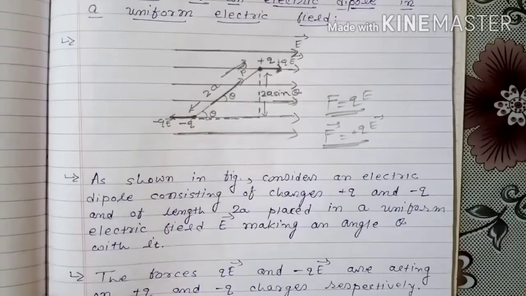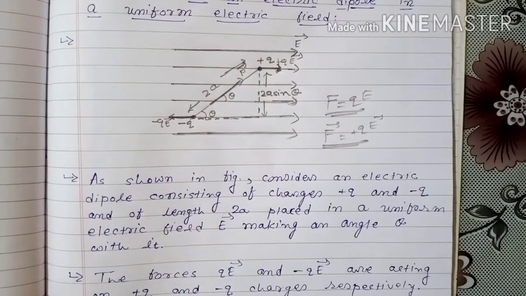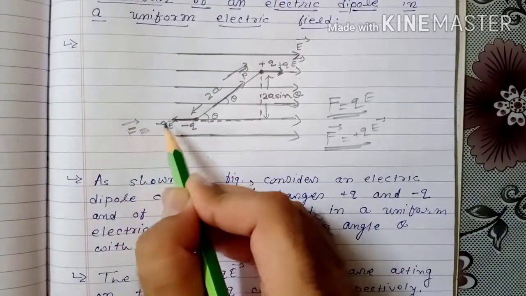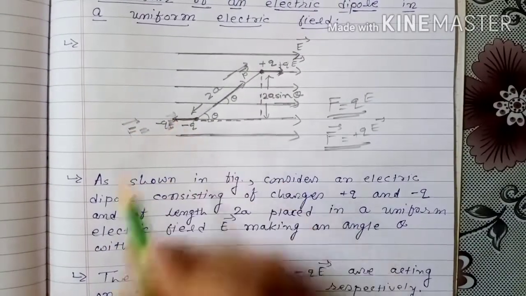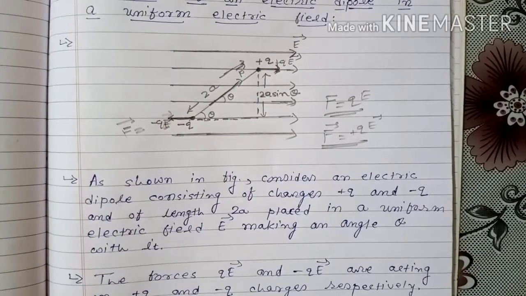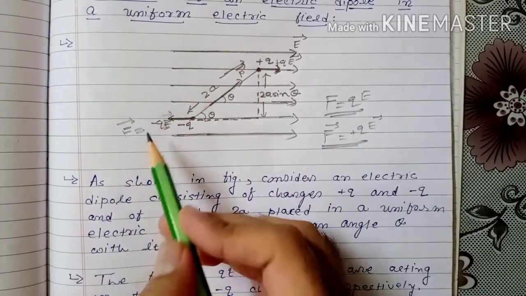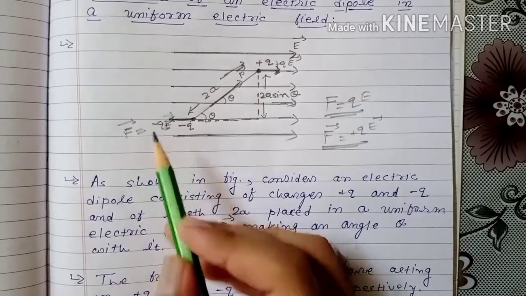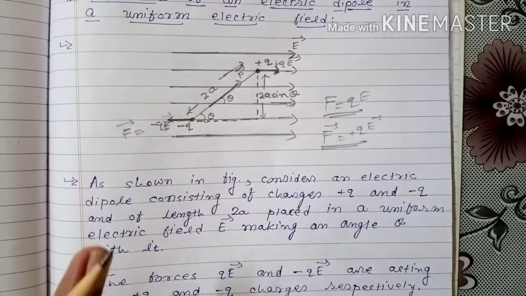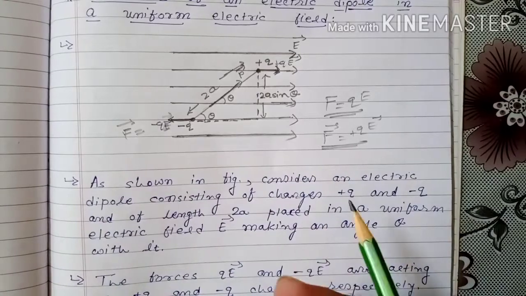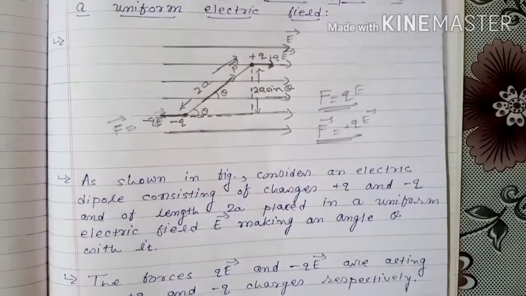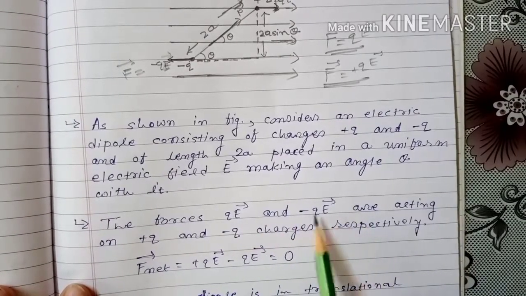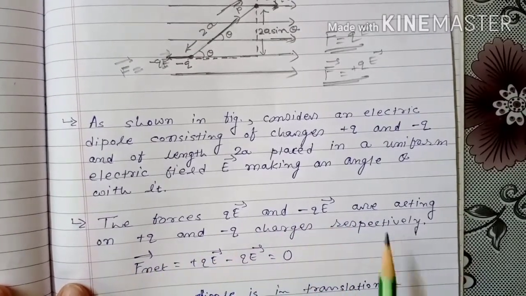Okay. Force acting on minus Q charge is in the direction opposite to electric field. It means here force F vector is equal to minus QE vector. Negative sign indicates direction of force is opposite to the direction of electric field. Electric field is towards right and force is towards left. The forces QE vector and minus QE vector are acting on plus Q and minus Q charges respectively.